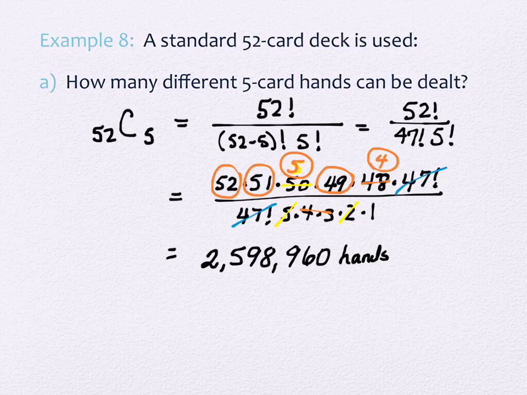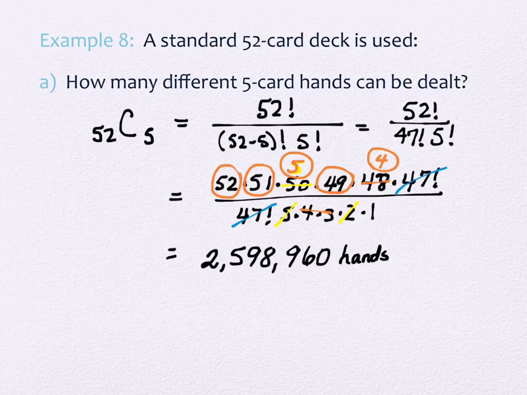There are 2,598,960 hands of cards, 5-card hands of cards. That's a lot, isn't it? Wow. All right. But what if we wanted to know how many hands of cards are all diamonds?